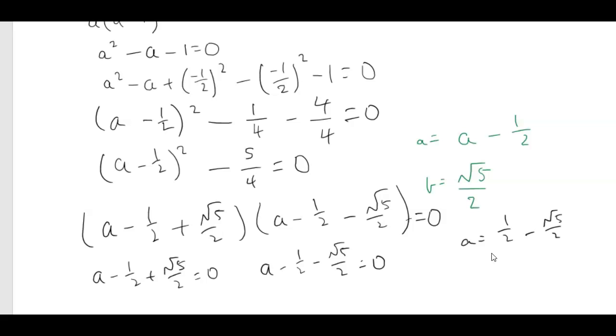Now, you probably should put that all over the same denominator, so I'm going to do that now. And then your other solution, and I might just separate it, sorry, at the end of the page, it's going to be 1 plus root 5 over 2. Okay, so there's our two solutions.